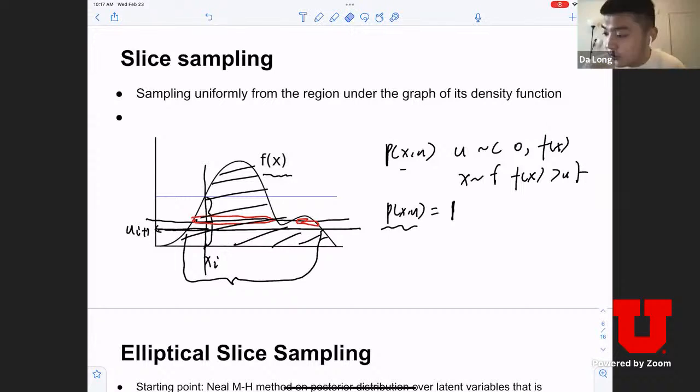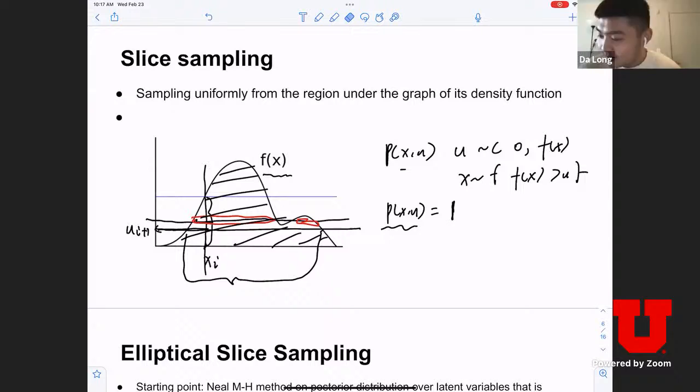It's better for you to give the structure of P of x and u. I haven't looked into the details, so anyway, we'll cover it in our probabilistic machine learning class.